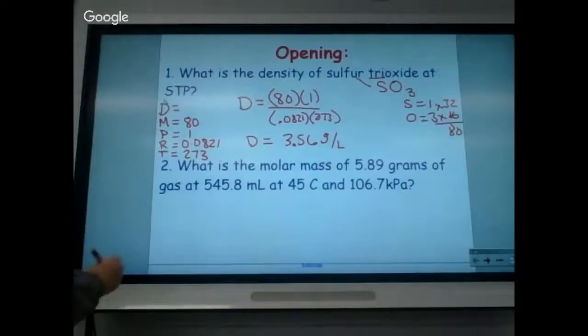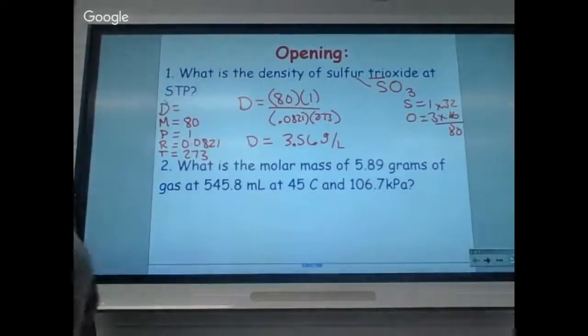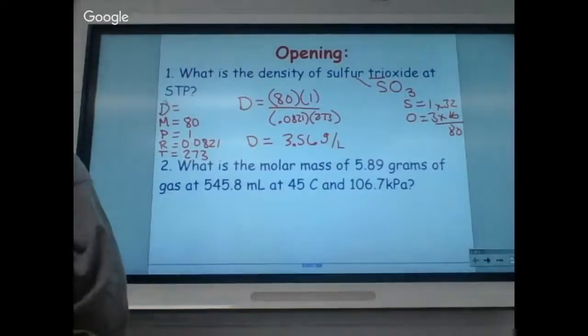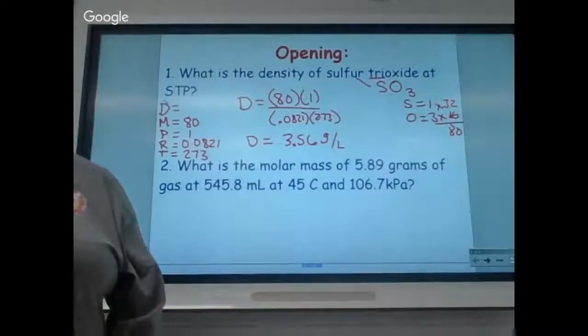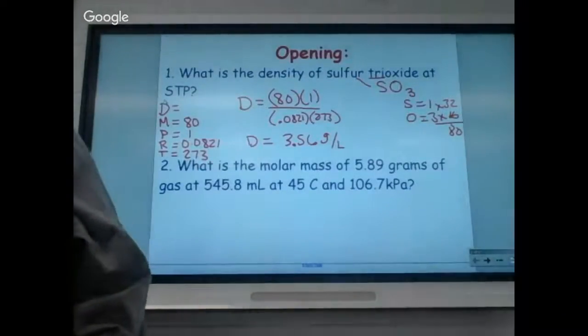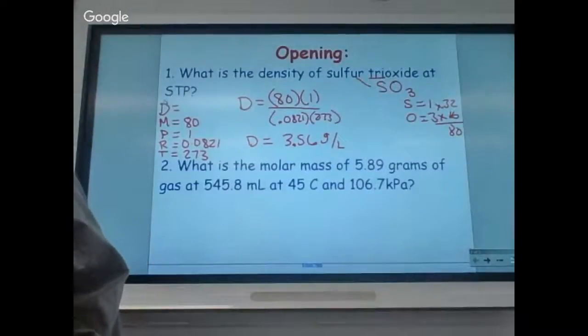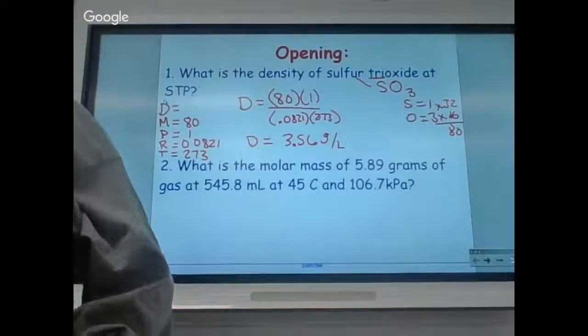All right, so the next one, molar mass. Wait, why is there grams? Why is it grams? Because that's the unit. No, it's grams over liters. It's a mass over a volume. Yes. Okay, so the molar mass, what does it be, grams over liters? No, grams over liters is density. Grams over moles is molar mass.